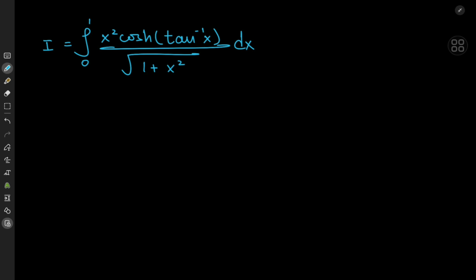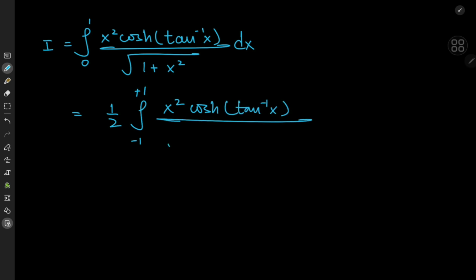But the first thing I'd like to make use of here is symmetry, because notice that we have x squared, which is an even function of x, and the cosh function is an even one as well, and so is the case for 1 plus x squared. So using symmetry, I can write this as 1/2 the integral from negative to positive 1 of x squared times the cosh of the inverse tangent of x divided by the square root of 1 plus x squared dx.